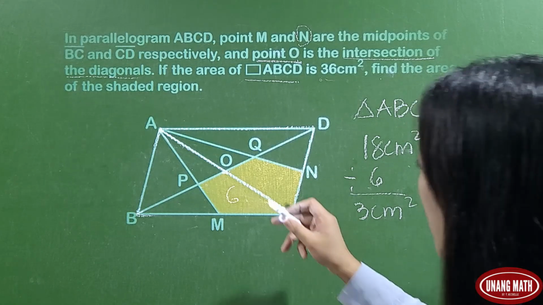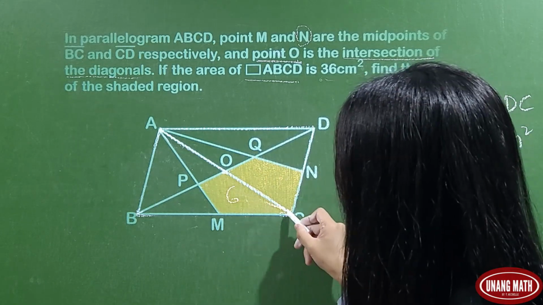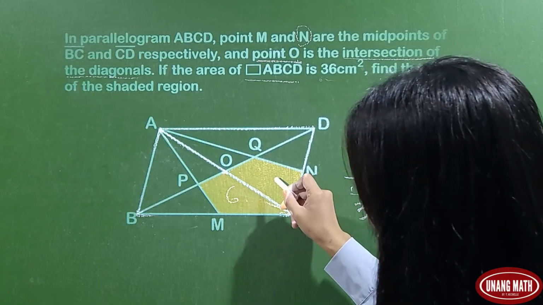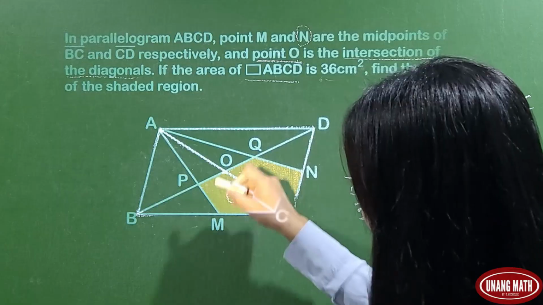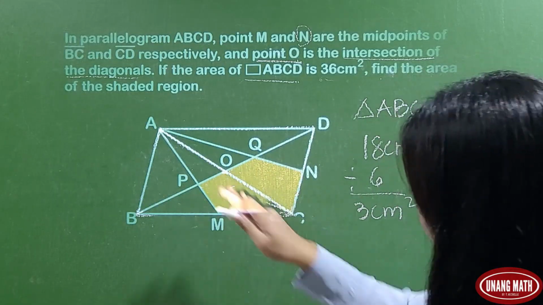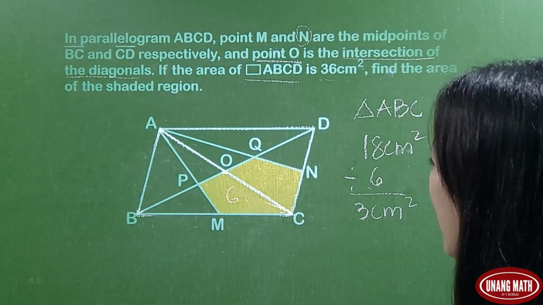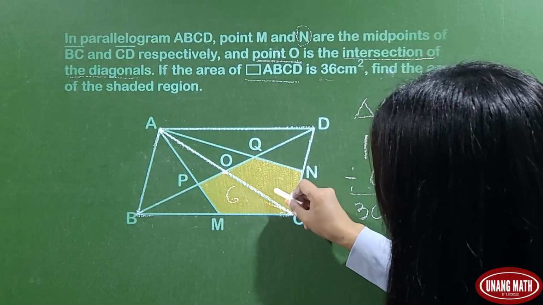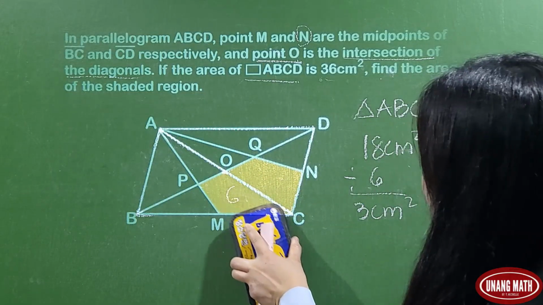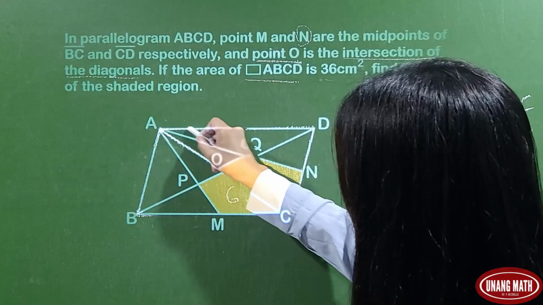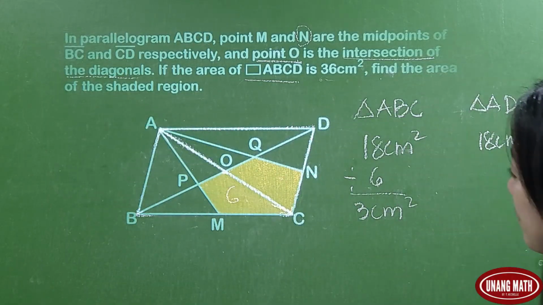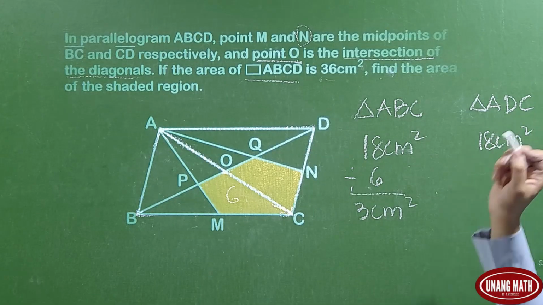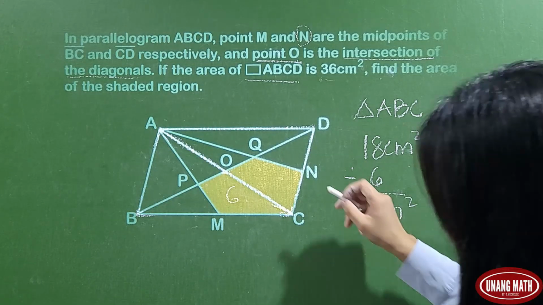Okay, now, what about this shaded part? What would be the area of this one? And we will add it to this area so we can find the area of the shaded region. So to find the area of the shaded region, this time let's consider triangle ADC. Okay, this is 18 squared centimeters.